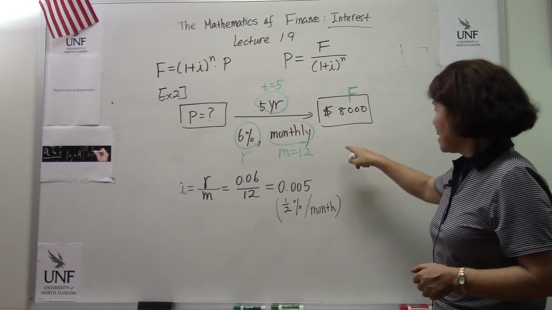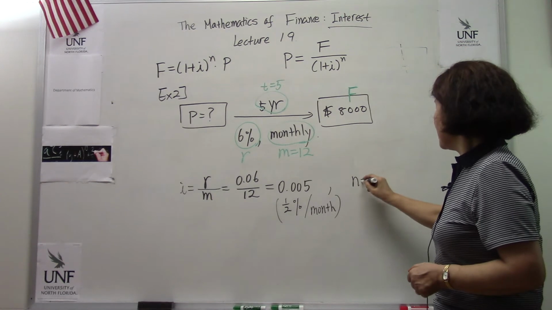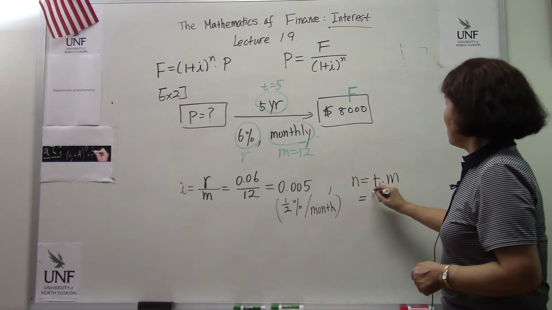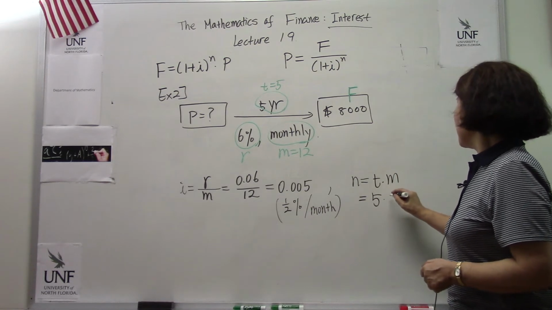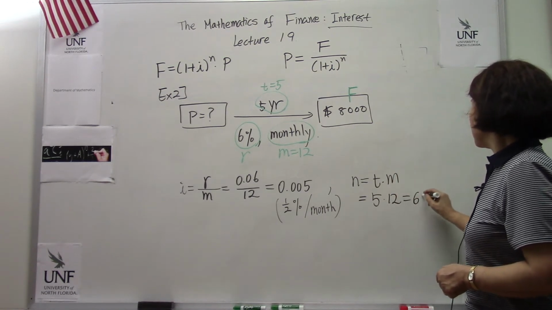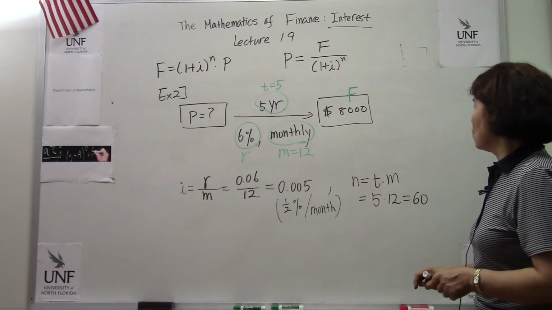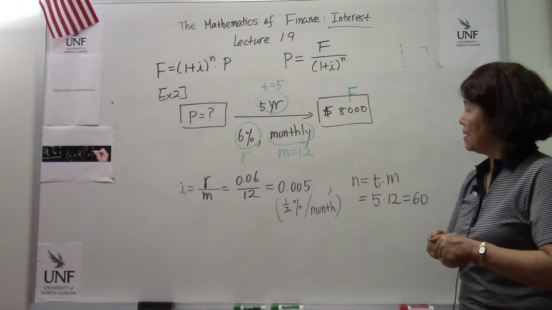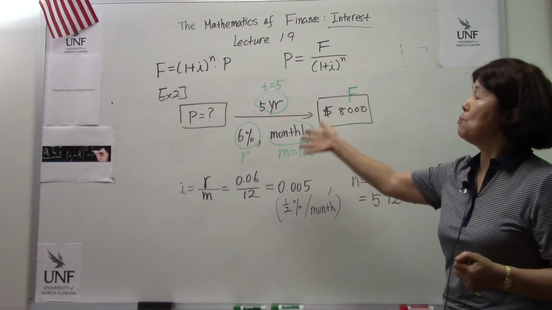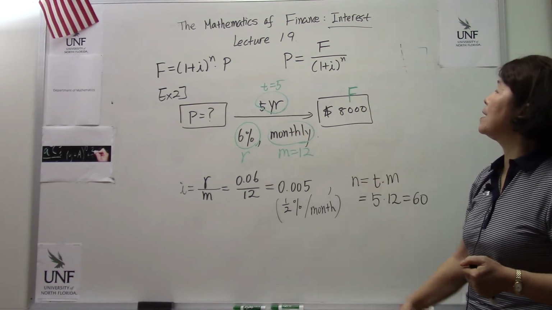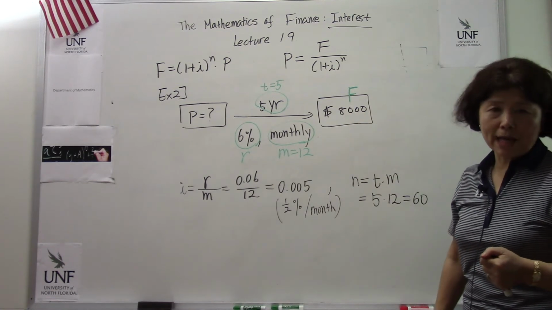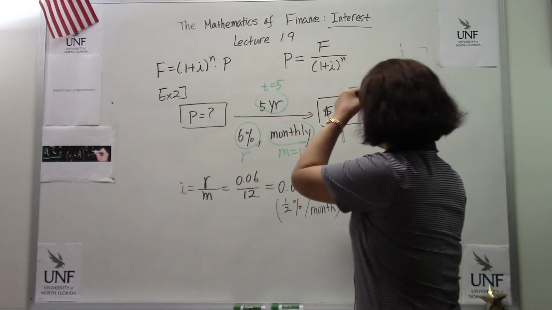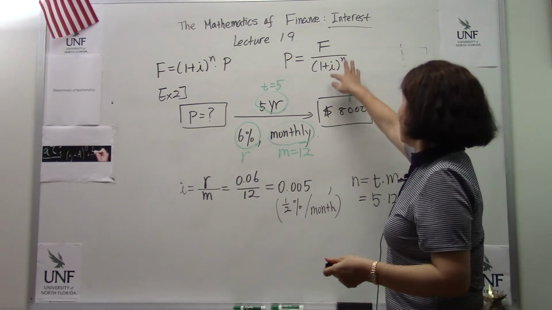And what is n? Little n is t times m. For how many years? 5 years. Monthly is 12, therefore 60. So in other words, you are going to receive interest 60 times. But anyhow, how much you must deposit in the beginning so that you have $8,000 in 5 years, in short. So this is what you have, and we are going to put it in the calculator.